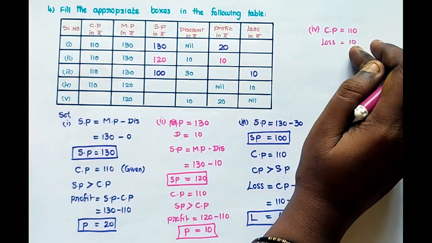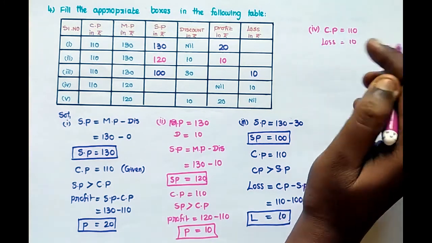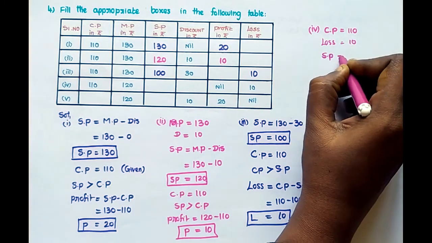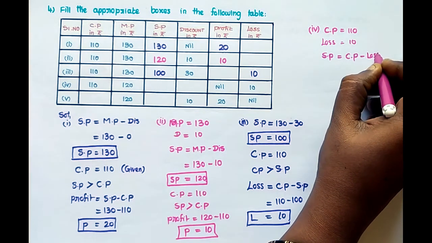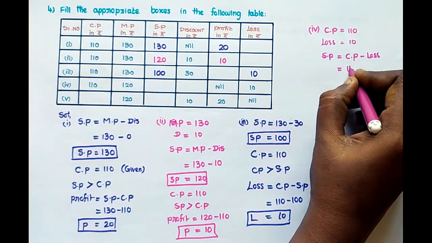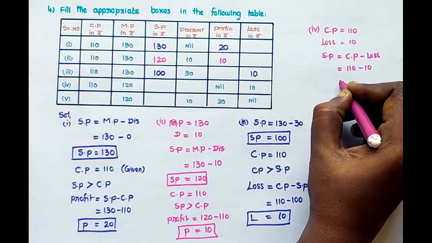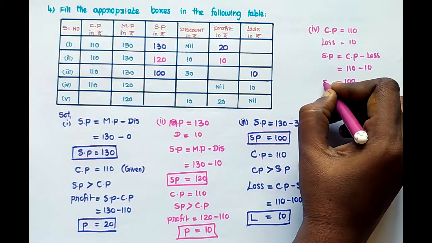Loss equal to cost price minus selling price. So selling price equal to cost price minus loss, that is equal to 110 minus 10, 100, that is selling price.